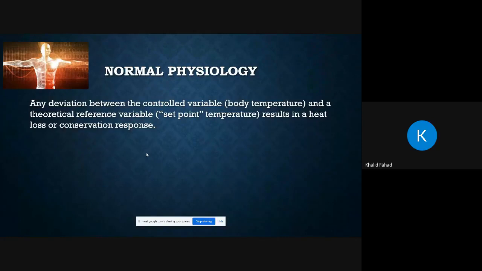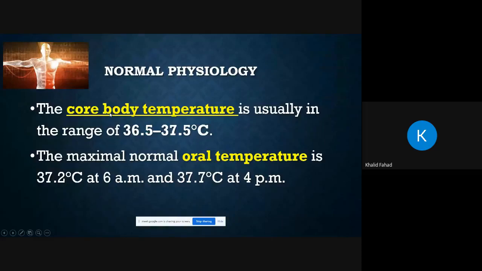What about the normal levels? The core body temperature is usually in the range of 36.5 to 37.5. This is the normal range of the physiological temperature. And it has a diurnal variation, which is normally present. The minimum normal oral temperature is 36.8 Celsius at 6 a.m., so it is at the nadir. And the maximum is 37.7 at 4 p.m. So we usually feel cold early in the morning, and late in the evening we feel a little higher in temperature, so we feel some warmness. So these are the normal daily variations of the body temperature.